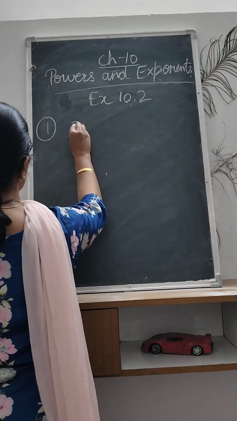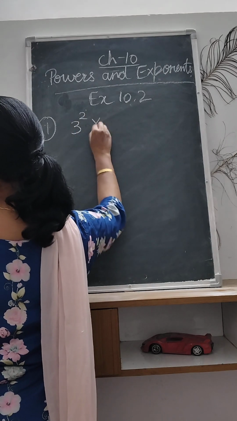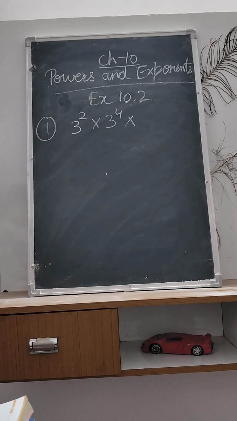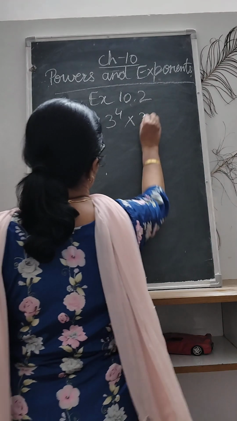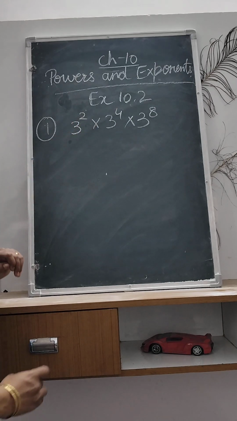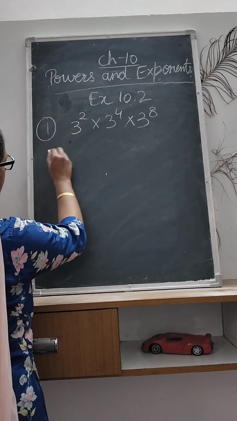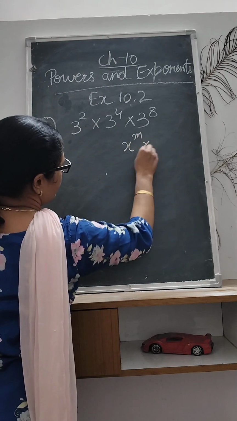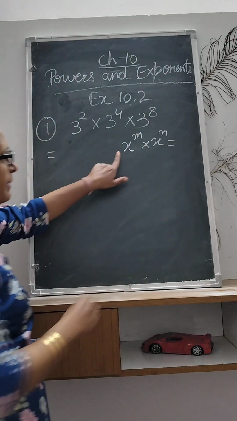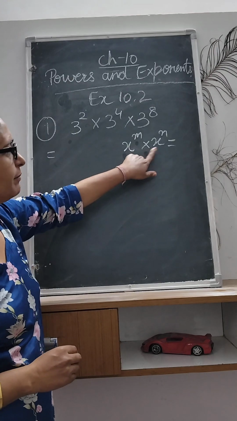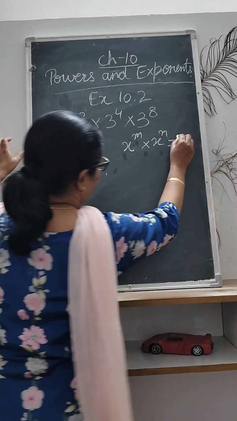Now first part, 3 raised to power 2 into 3 raised to power 4 into 3 raised to power 8. Now students, as in the last video we have done the laws, so we will apply the laws now. So as you know, law is x raised to power m into x raised to power n. Means base is x, power is m. And we are multiplying them, bases are same, powers would be added.